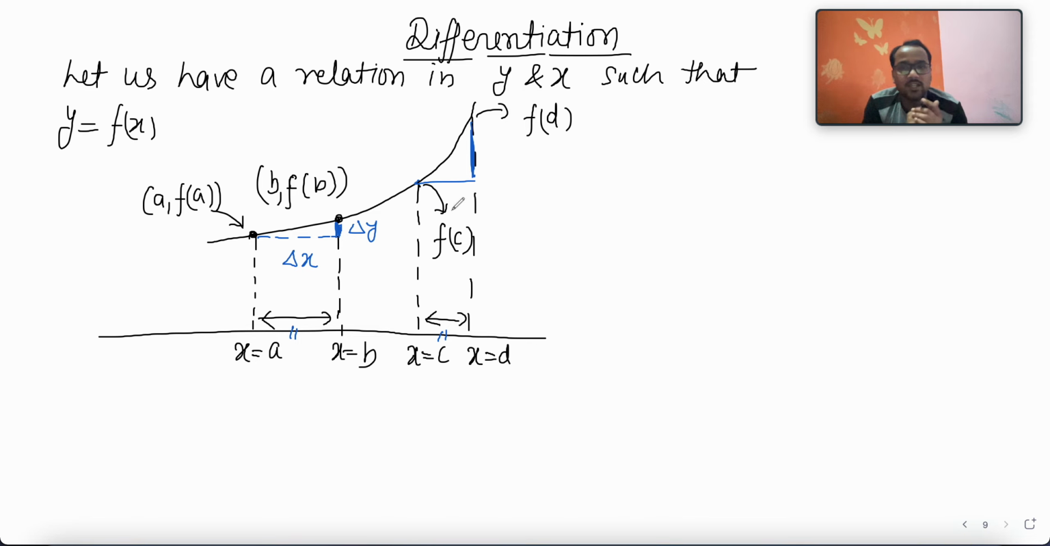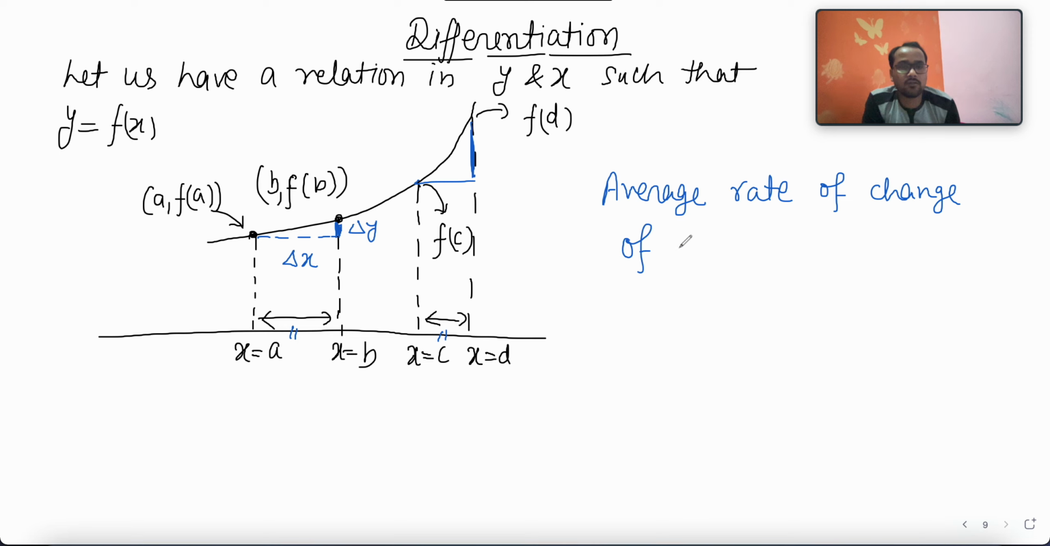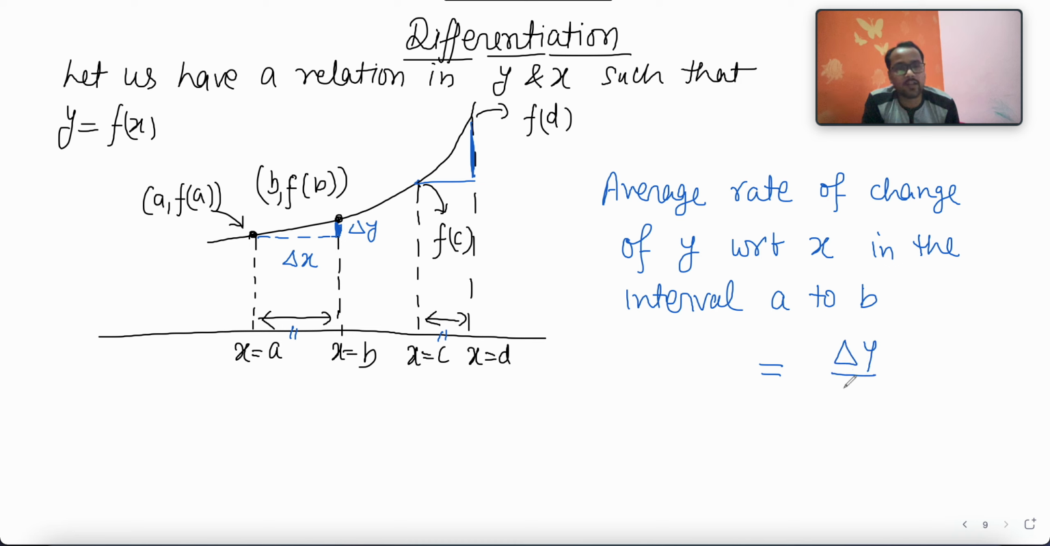So if I want to study the rate of change of y with respect to change in x, that would be represented by, if I want to write now, the average rate of change of y with respect to x in the interval a to b. You can simply say it is delta y upon delta x.